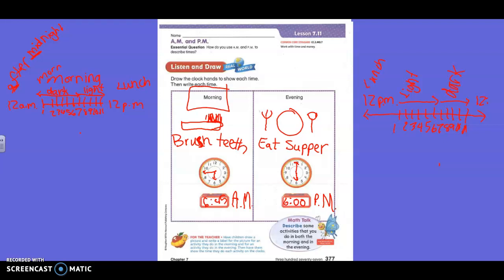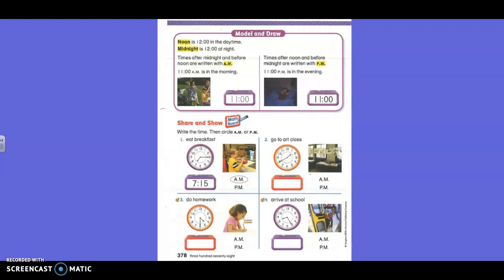It's kind of fun. Well, that's a hard one. Okay, boys and girls, noon is 12 o'clock daytime. Midnight is 12 o'clock night, but it is starting the morning, okay? I like how I explained it to you earlier, so this is a little confusing and don't worry about it. Okay, times after midnight and before noon are written with a.m.